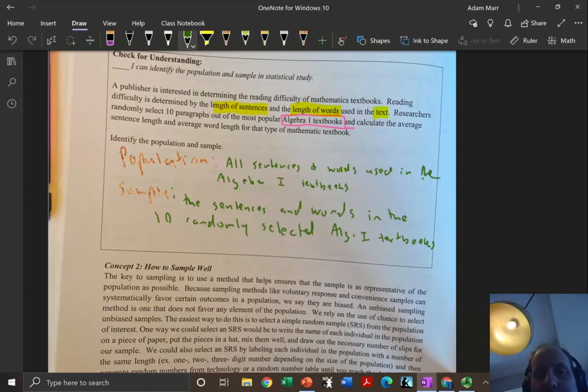So the whole population is going to be all sentences and words used in the Algebra 1 textbooks. That's what we're actually measuring, all of the sentences and all of the words from the Algebra 1 textbooks. The sample is what we're actually going to be doing analysis on. So the sample is the sentences and words in these 10 randomly selected Algebra 1 textbooks.